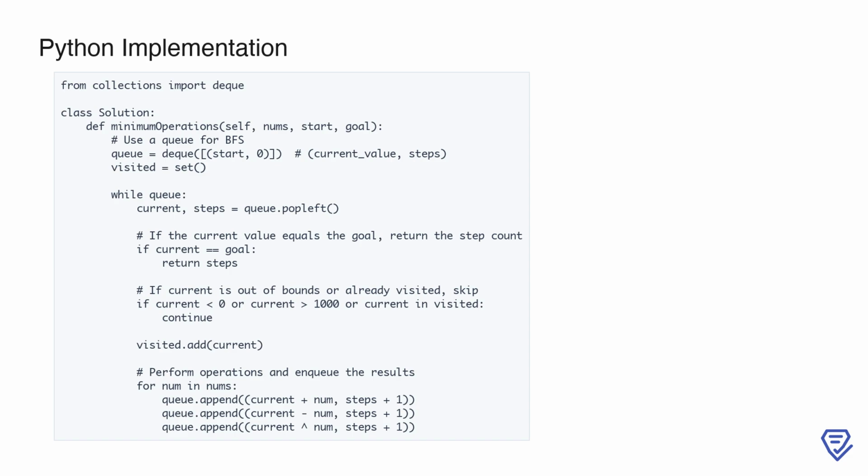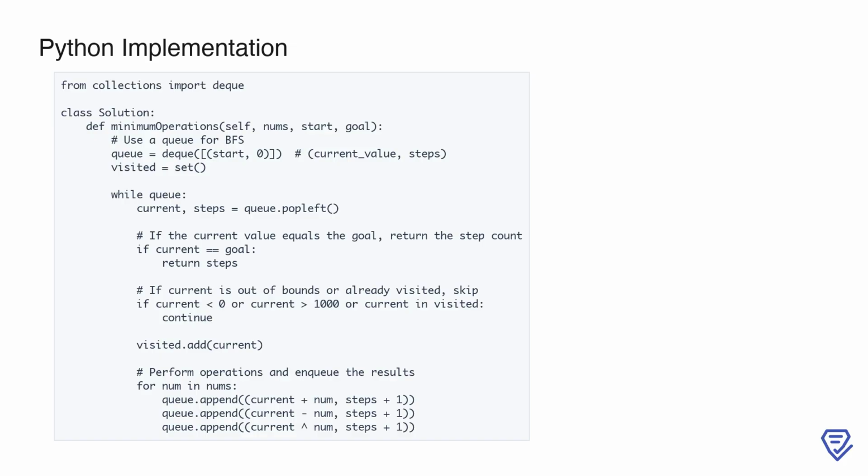If the current value is outside the valid range, which is between 0 and 1000 inclusive, or if it has already been visited, we skip further processing for that value. Otherwise, we mark it as visited by adding it to the set, and then perform the 3 operations, addition, subtraction, and XOR, with each number in the nums list. The results of these operations are enqueued along with an incremented step count, allowing us to explore these new states in subsequent iterations.